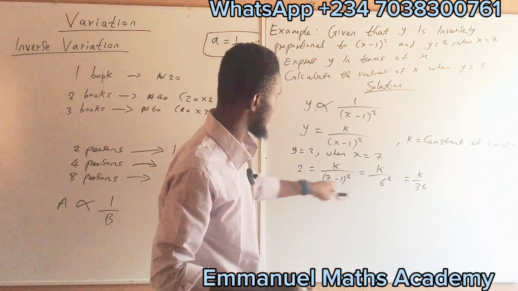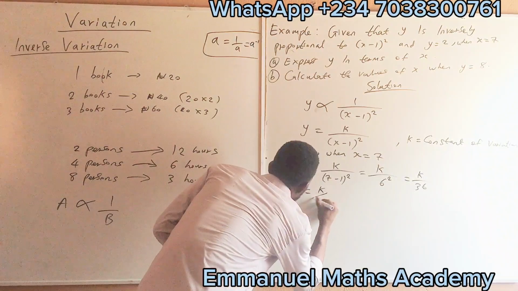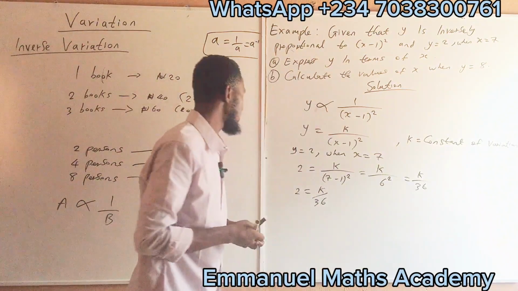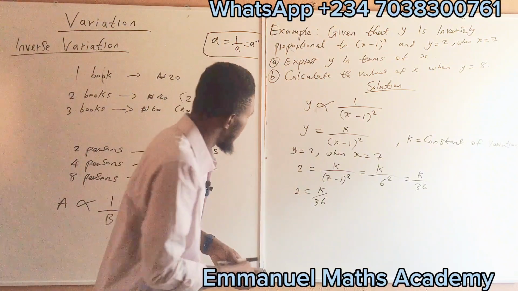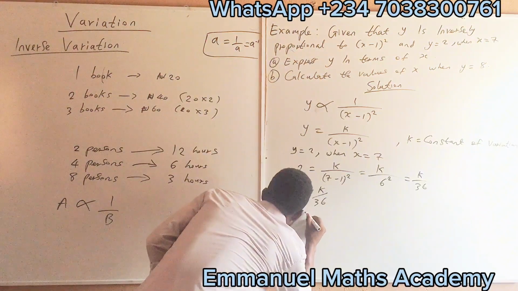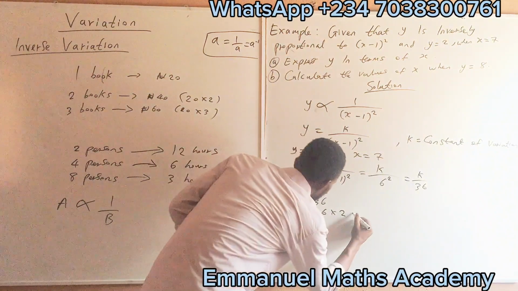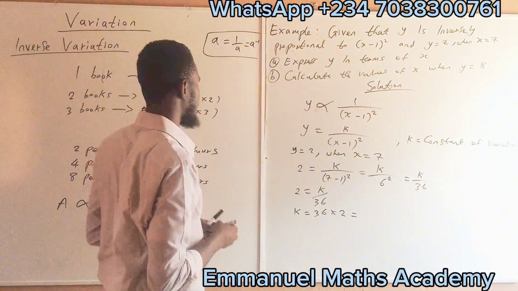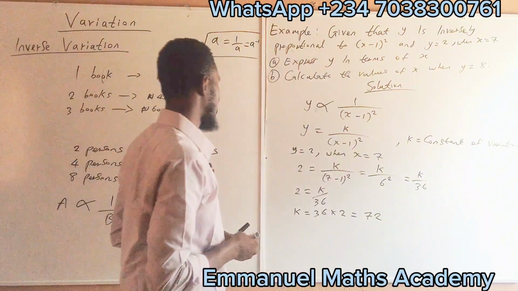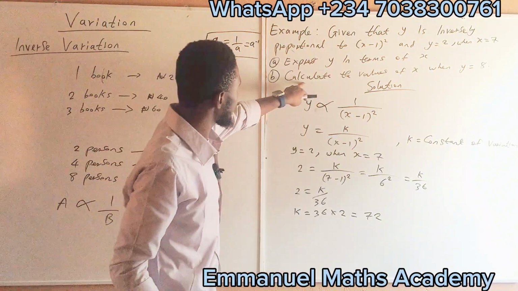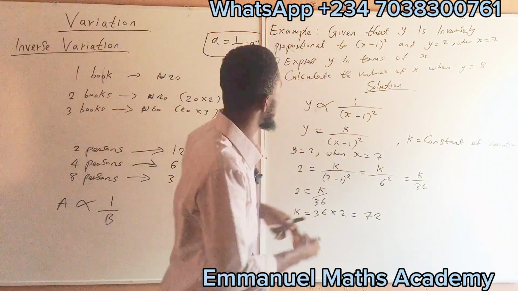That means 2 is equal to this. Let me write this out. You have 2 is equal to k over 36. Now you make k the subject of the formula. Making k the subject of the formula here, you cross multiply, right? You have that your k is equal to 36 times 2, which is equal to 72. Am I correct? Now, for the B part, this is A. Expressing y in terms of x is this.